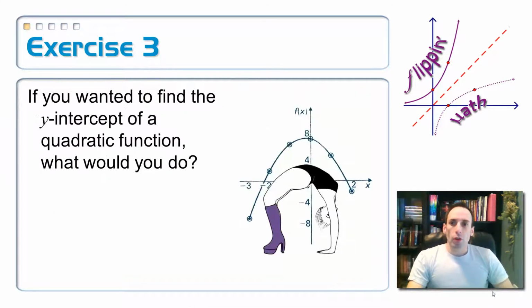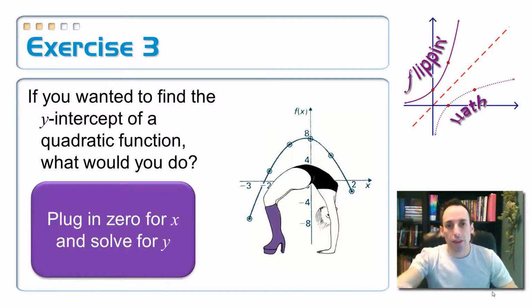If you wanted to find the y-intercept of a quadratic function, what would you do? If it is the y-intercept, this means that the x-coordinate is 0. So you just plug 0 in for x and solve for y.